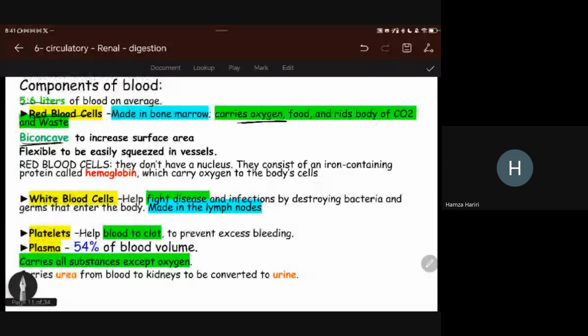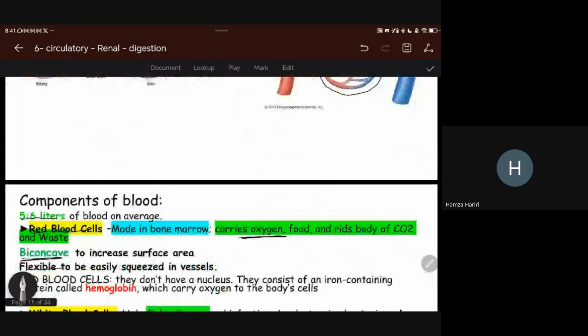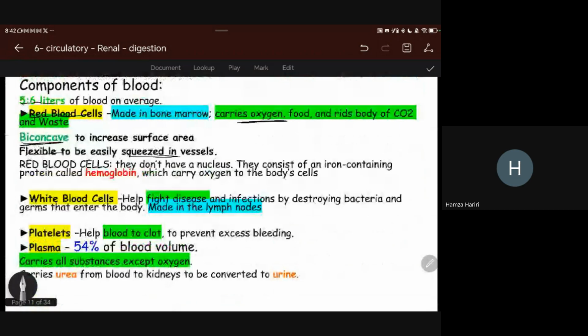Also, they are flexible. Why do we need them to be flexible? Because they move through capillaries, which are very, very small and thin. Capillaries are made up of only one cell layer of a wall. So they need to be very flexible so that they can squeeze within the vessels.